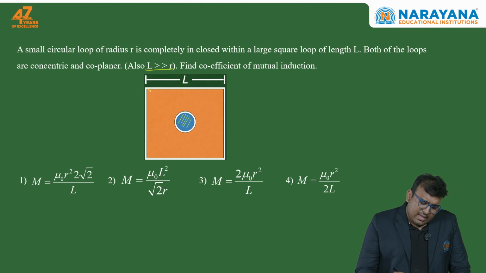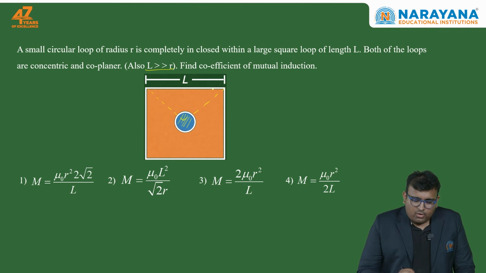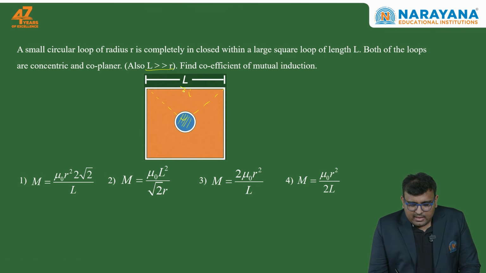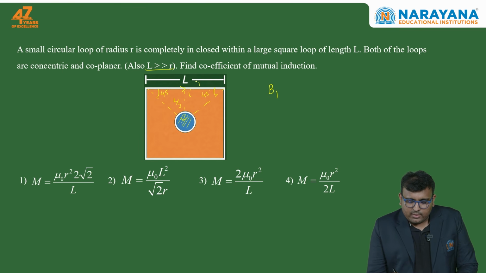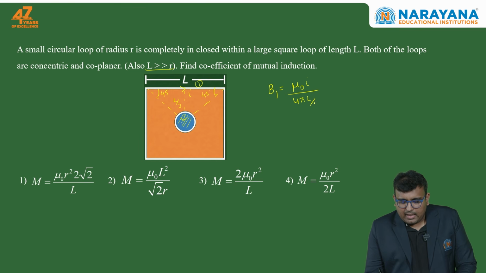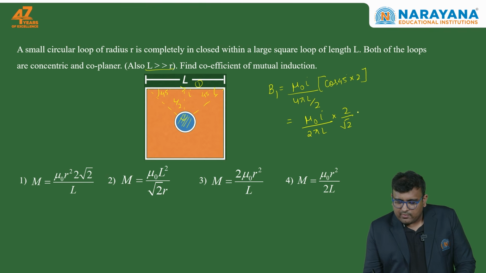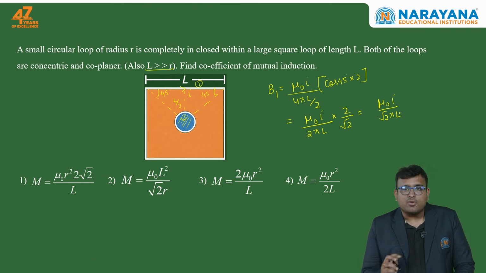So let us assume that we can take it as a small wire. Let us assume that the current is I, the distance is L by 2, so I will say that this angle is 45, this angle is 45. So magnetic field due to this one is equal to mu naught I divided by 4 pi L by 2 into cos 45 times 2, which will be equal to mu naught I by 2 pi L into 2 by root 2. That will come out to be mu naught I by root 2 pi L. This is because of only one.